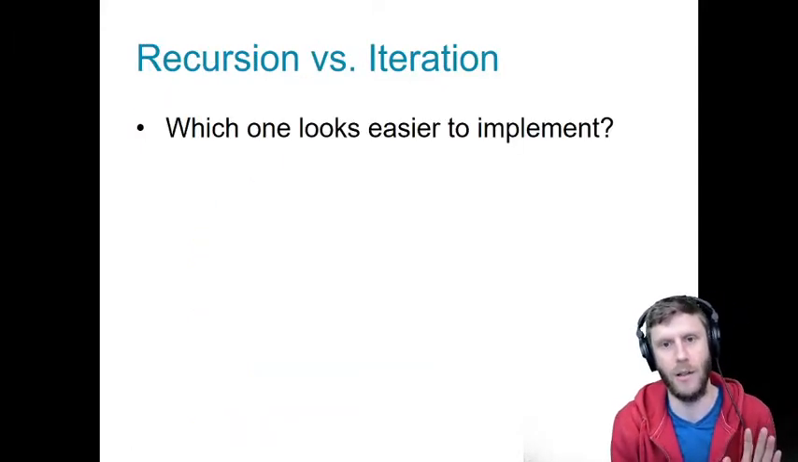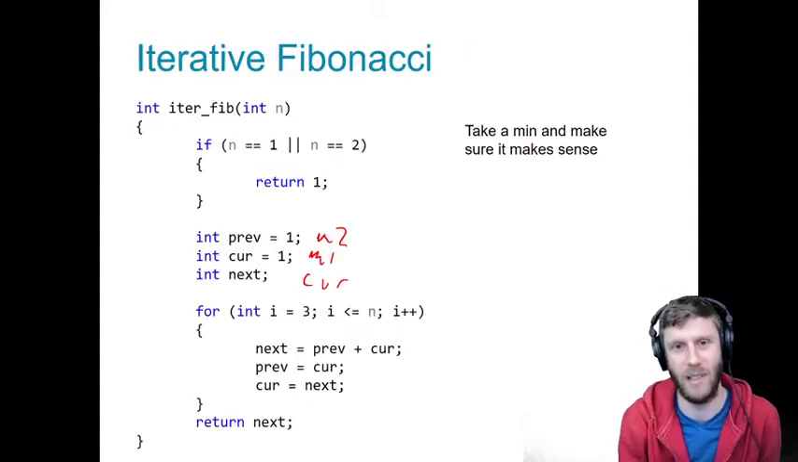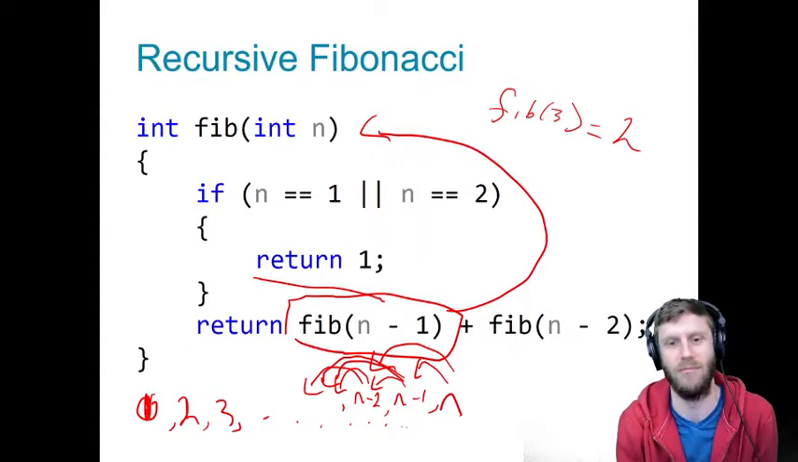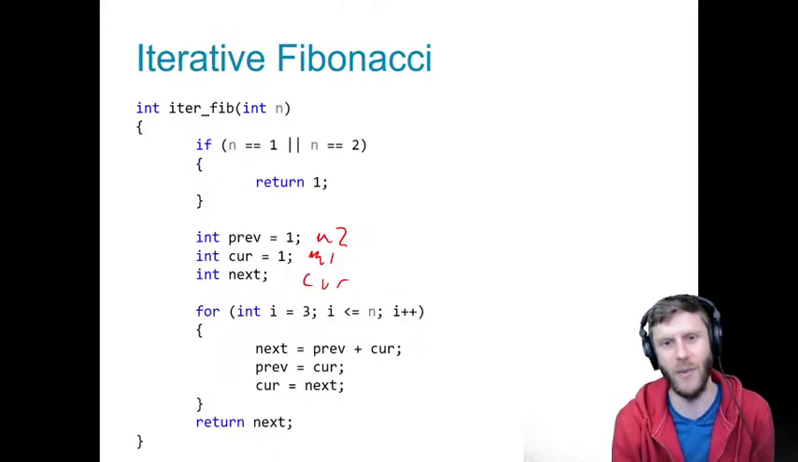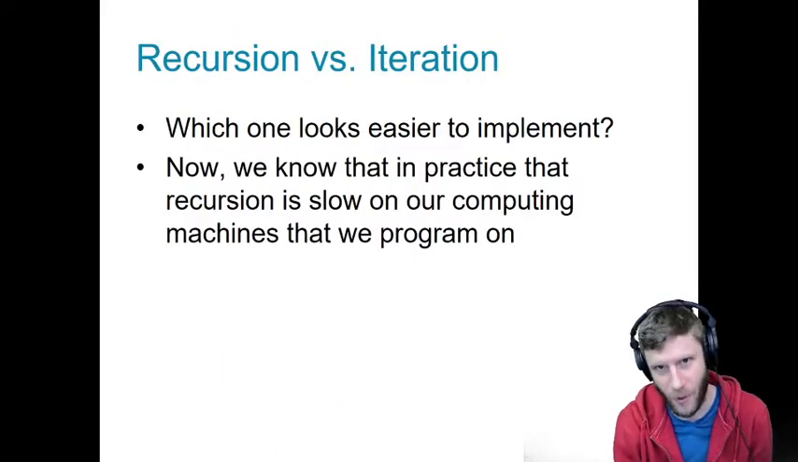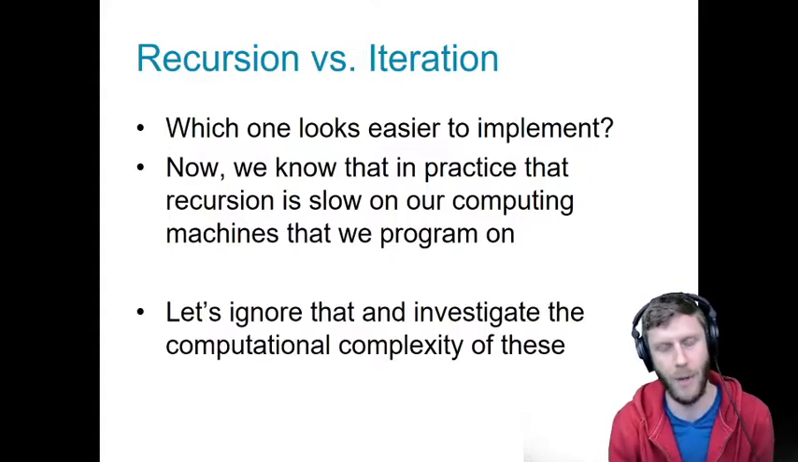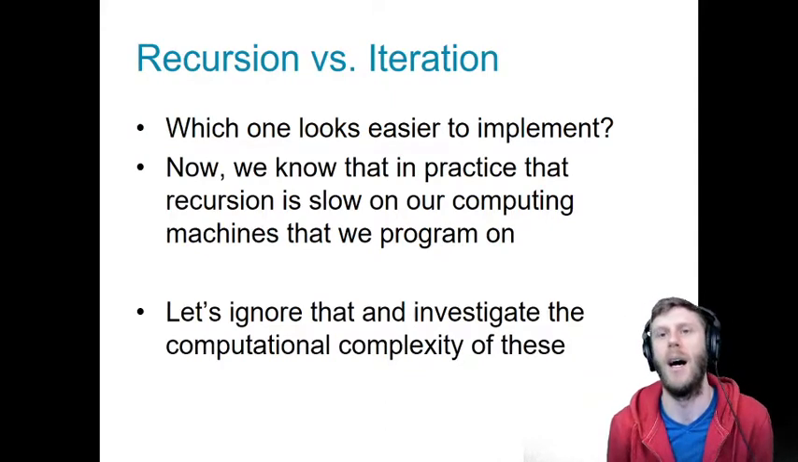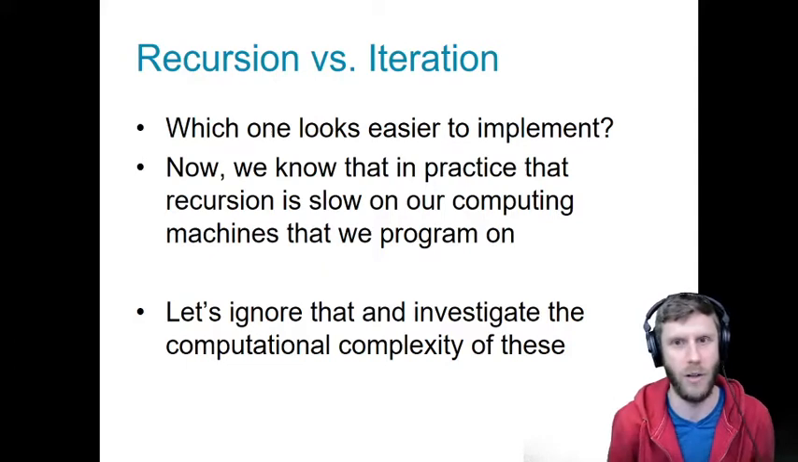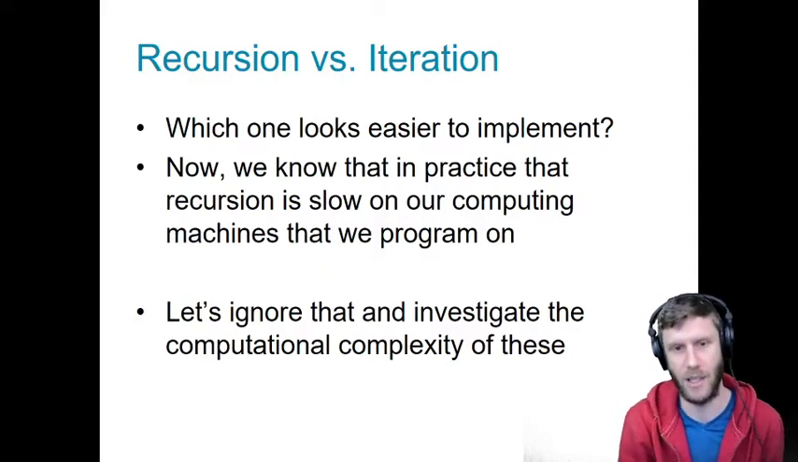So, which one looks easier to implement? I don't know about you. I like this one, it's glorious. The iterative one, again, not bad, but I like the recursion one. Now, we know that in practice the recursion is slow on our computing machines, but let's ignore that for a second and assume we've got humans doing the computation in a room on a whiteboard, just following the steps of the algorithm.